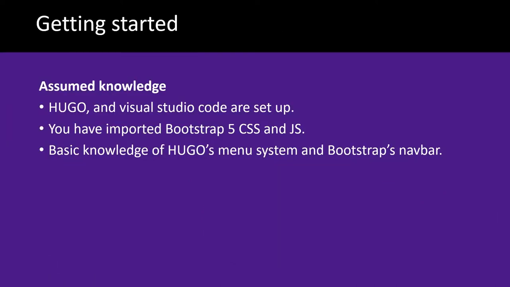Assumed knowledge for this video is that you have got Hugo and Visual Studio Code set up and you've also imported the Bootstrap 5 CSS and JS into your project. If you haven't got this done, there's a link above for a video that explains how you can do it. You also need to have basic knowledge of Hugo's menu system and Bootstrap's navbar. I've also got a video, which is the one previous to this, which explains those two concepts.